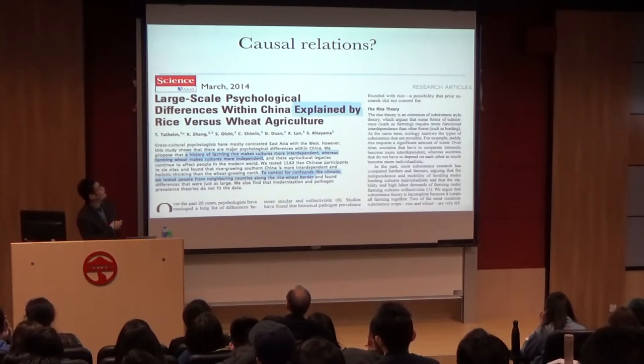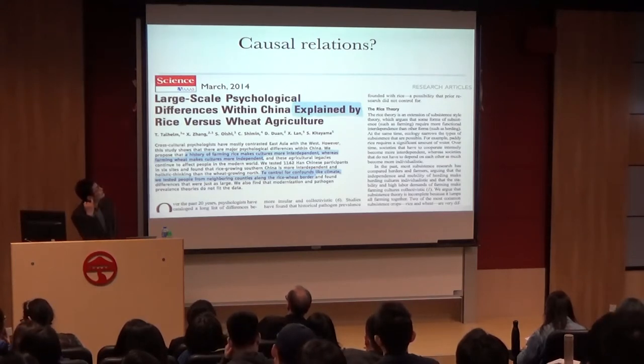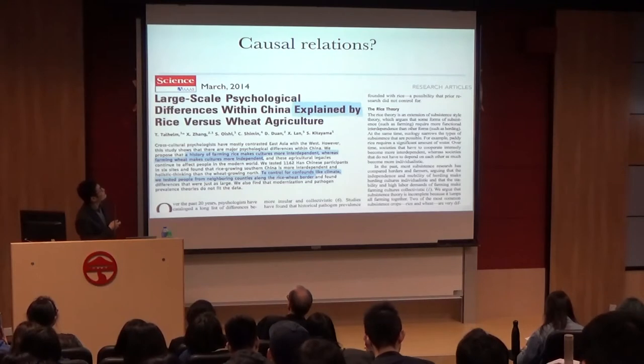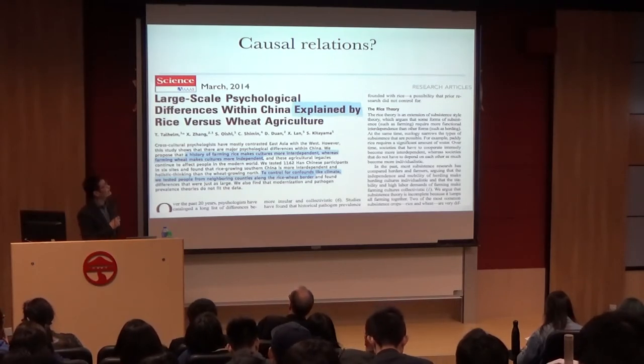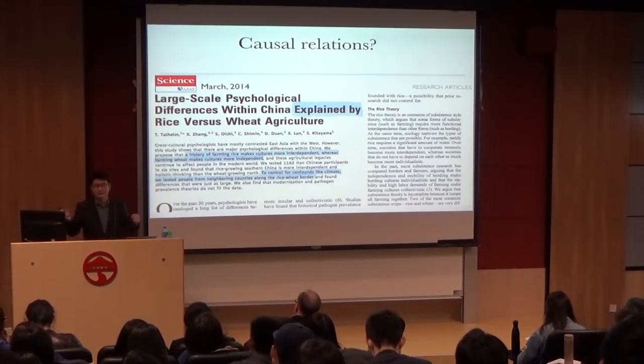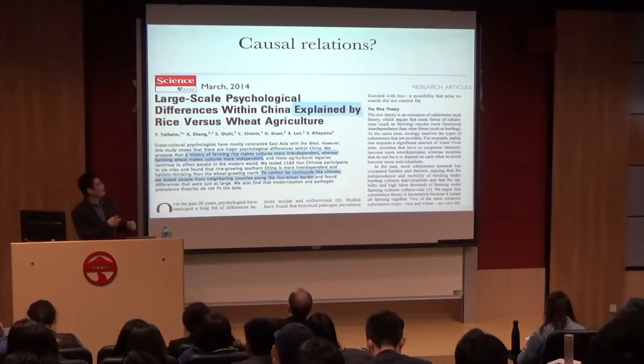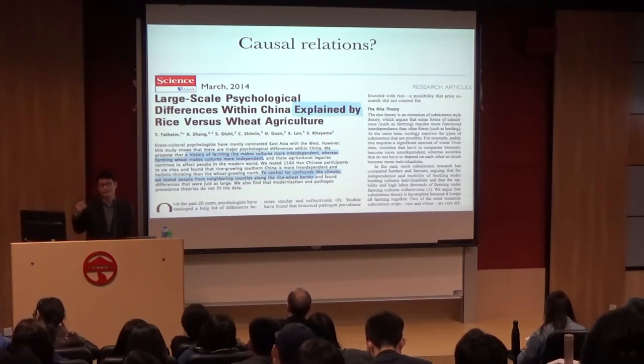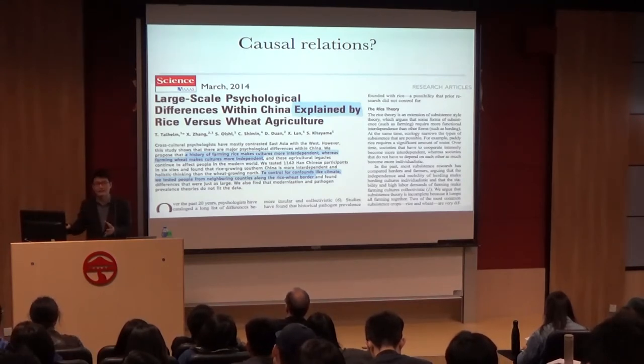Now let me report some results regarding how to discover causal information. Here you can see an example. This paper was published in Science 4 years ago. Basically, they reported that the large-scale psychological differences within China can be explained by rice versus wheat agriculture. In other words, they said the psychological differences in humans in China are caused by agriculture. Clearly, you cannot change anything. You cannot change something to see the effect to discover the causal relations.